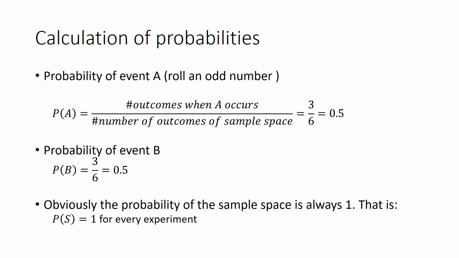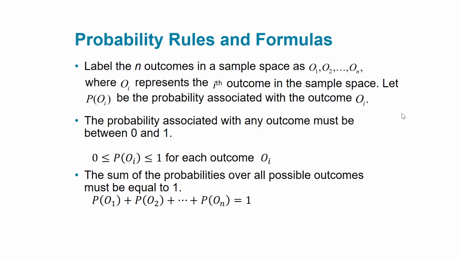And the probability of event B, that is to roll a number greater than 3, so 4, 5, and 6, is going to be again 3 over 6 or 0.5. And as we already said, for every experiment the probability of the sample space is always 1. Now let's go and explore a few properties of the probabilities.